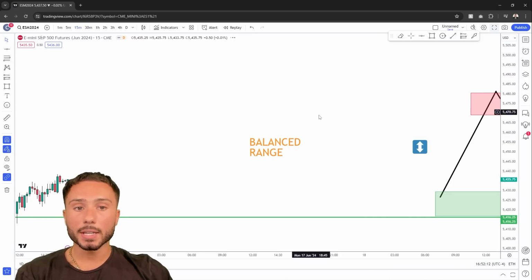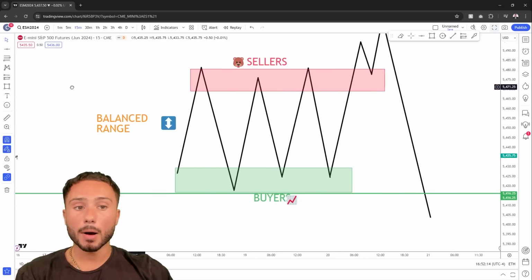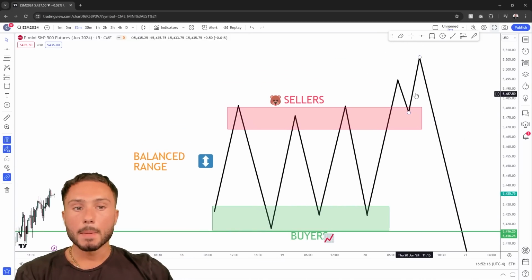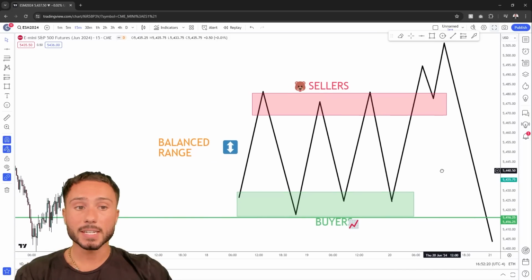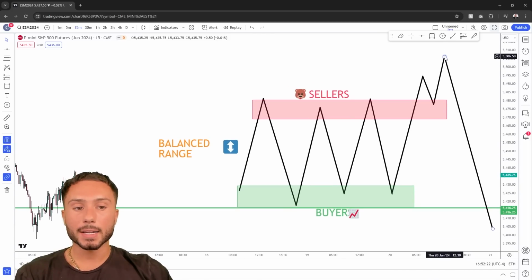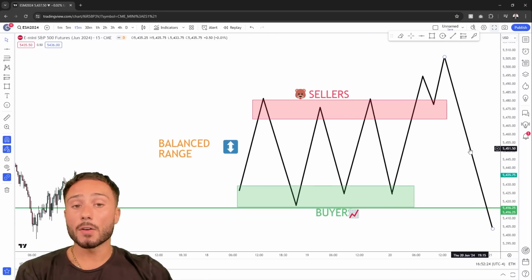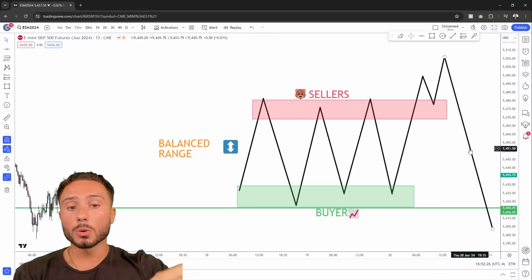This would be initiative activity, and it would show that continuation is likely in the market's auction. Now, if at some point the market breaks out above the balanced state, but then fails, it shows responsive activity from sellers, and it's likely for the market to continue heading in the reversal direction and go towards the lower portion of the balanced range.